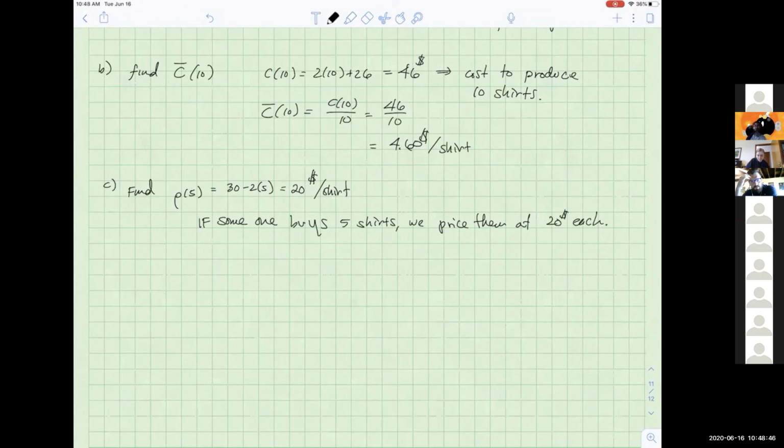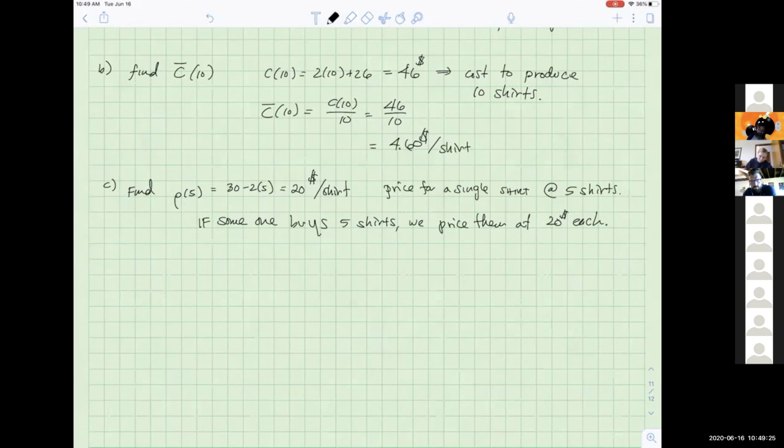So it's not the price for all 5 shirts. The total price for all 5 shirts would be $100. Sorry, it's 5 shirts at $20 each. So this function is the price per shirt, not the price for all 5 shirts. It's the price per unit at 5 units. So watch out how you interpret that.